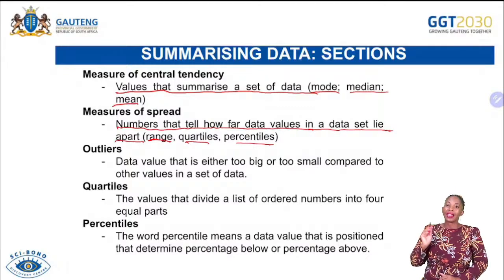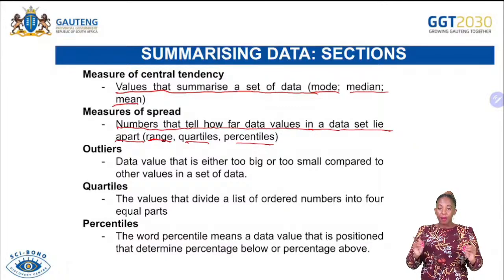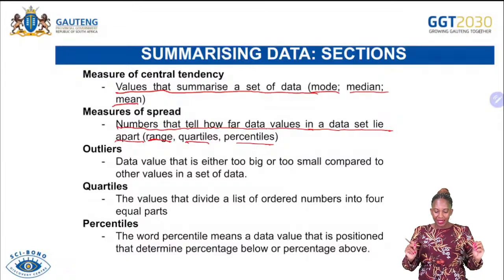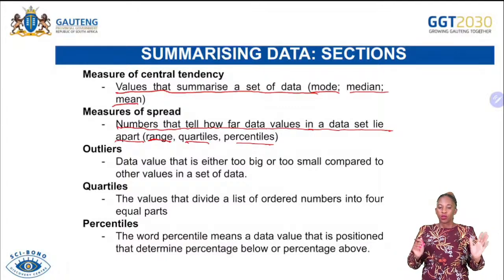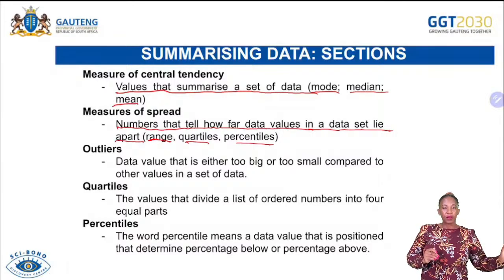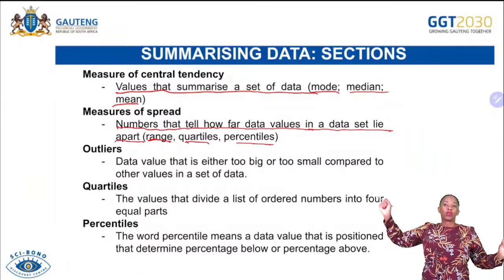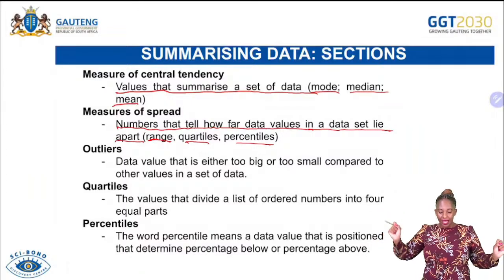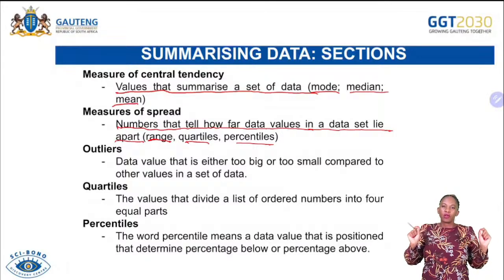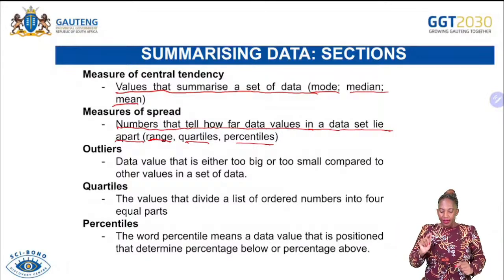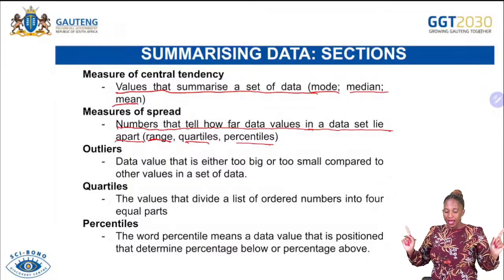And then also the outliers. When you talk about the outliers, remember I said the measure of spread is numbers that tell how far apart data values are. So the outliers can be the minimum, which is the smallest value in the data set, and also the maximum value in the data set. If those two values are far apart, then we say those values are outliers as compared to the values in the middle.